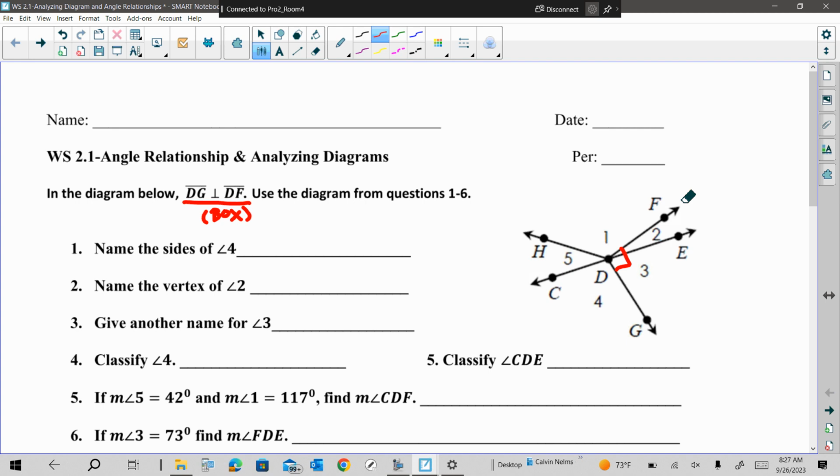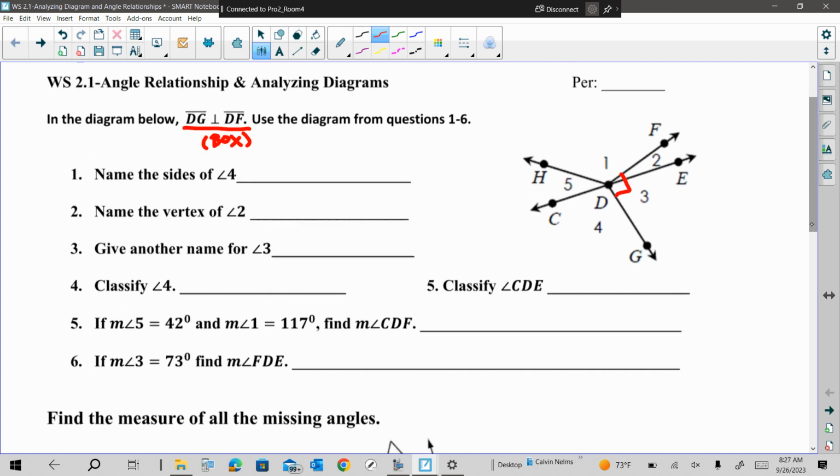All right, so this first section is just reviewing angles, the facts about angles. They want the sides of angle 4. So here's my angle 4 right here. The sides are the rays. Our rays are from the vertex D, that's the vertex, and out. This is what we did last unit. So we would say DG is one side.